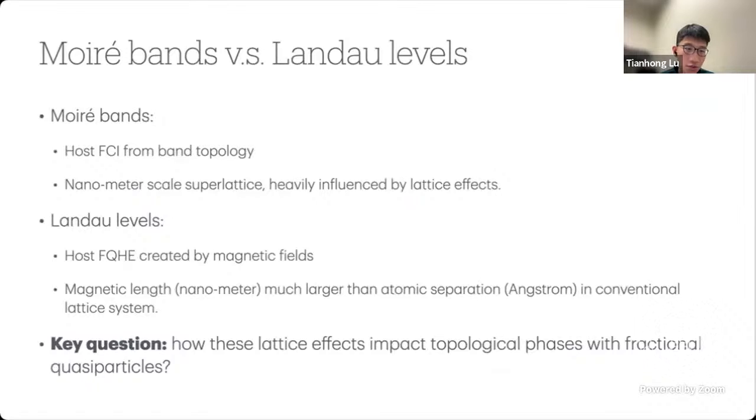Landau levels host the fractional quantum Hall effect created by magnetic fields. And the magnetic length is also nanometer. It's much larger than the atomic separation, which is angstrom in a conventional lattice system. A key question we'd like to ask is, how do lattice effects impact topological phases with fractional quasiparticles?